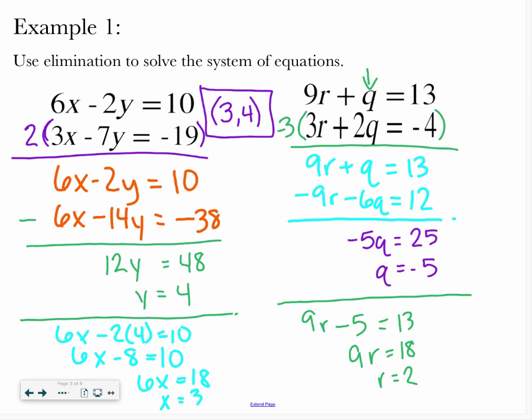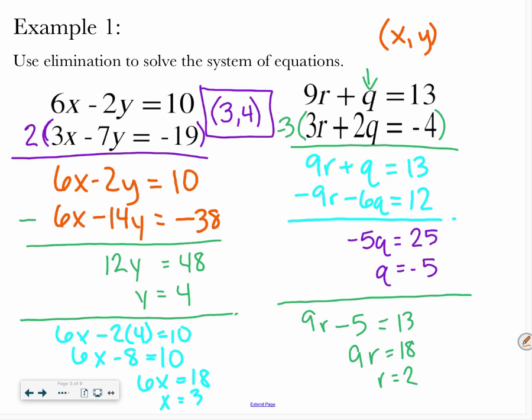Now I have the ordered pair. And sometimes it can be confusing as to what order you write your ordered pair in. But let's think about that. We always do x, y. I wonder if you guys remember or know why we always do x, y. It's because alphabetically, x comes before y.